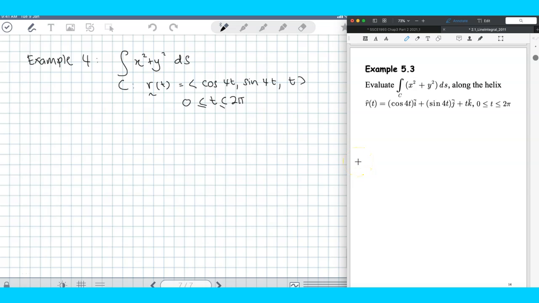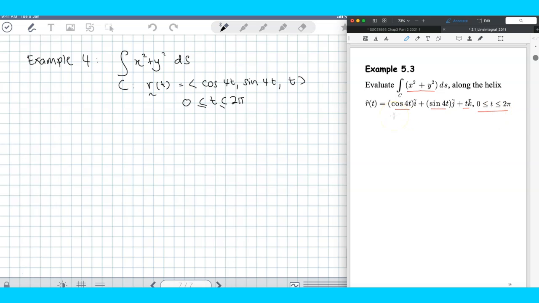Okay, now we look at example 4. You have to evaluate the line integral along the helix. Now your curve is in a 3D system because you have the component x, the component y, and the component z. And the limit of t is also provided, 0 to 2 pi.